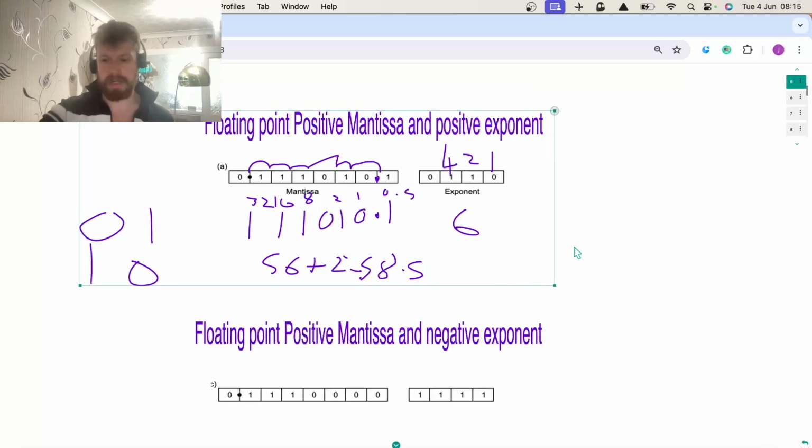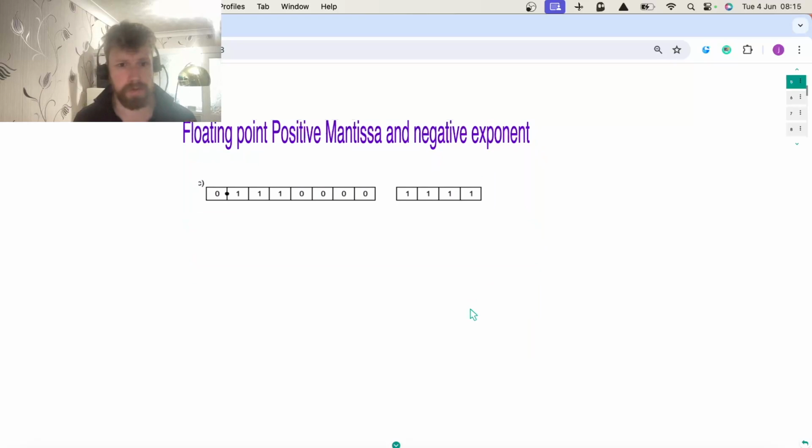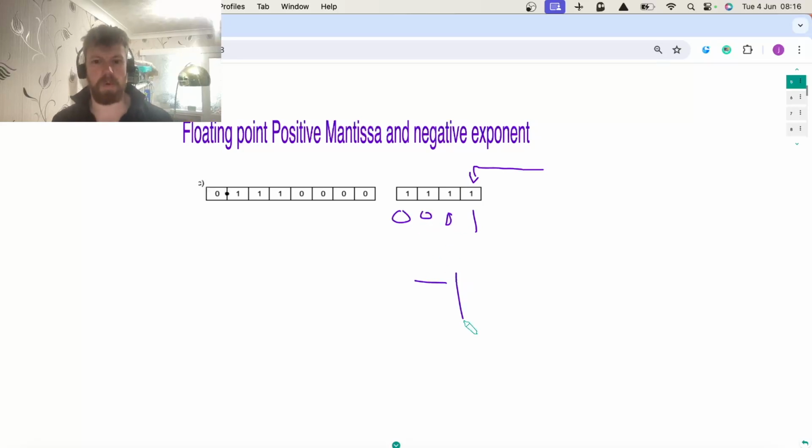Now I'm actually just going to take this out because I need more space for this one. So floating point, positive mantissa and negative exponent. You can see here I've got a negative exponent because I've got a 1 at the front. So step 1 that I need to do is I actually need to 2's complement this. So find my first 1, everything at it and before it stays the same, everything after it is flipped. 0, 0, 0. That then gives me a negative 1.